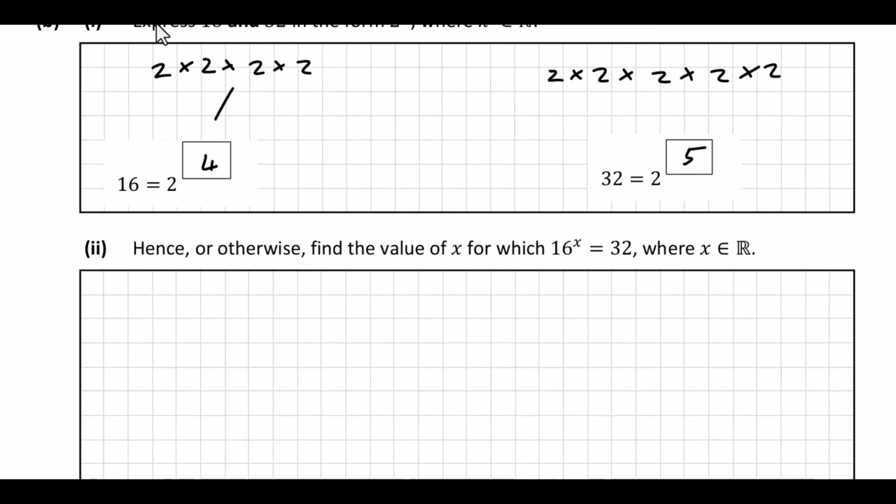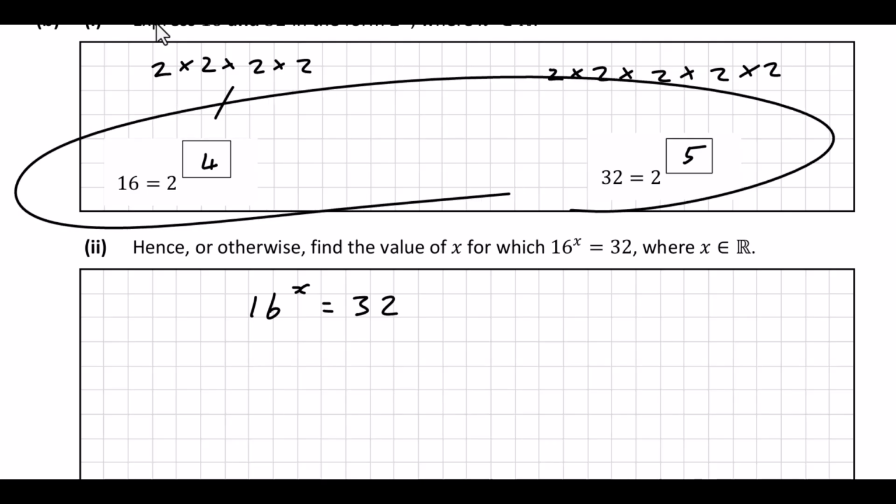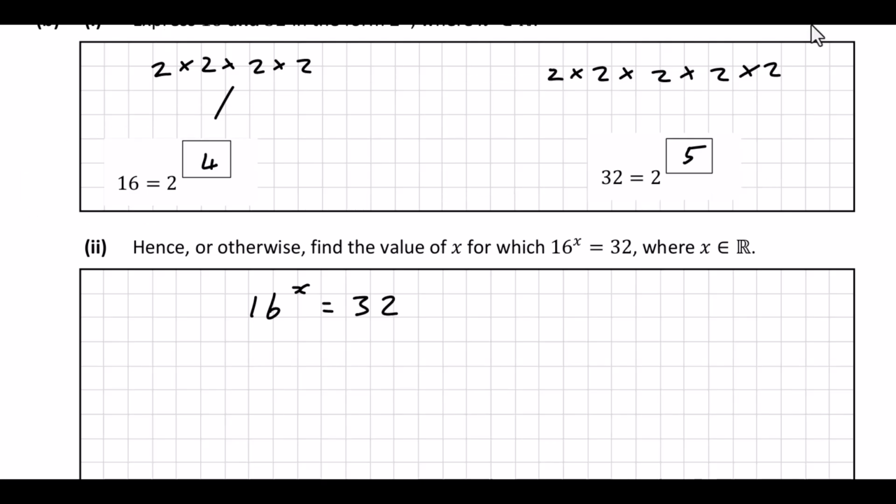Hence or otherwise, so it's best to go with the hence. So we're going to do the hence, find the value of x for which 16 to the power of x is equal to 32. So they've given you a hint up here. We've already done 16 and 32. So 16 is 2 to the power of 4. So that's our 16, and that's the power of x. 32 is 2 to the power of 5.